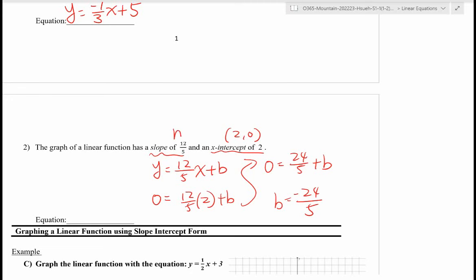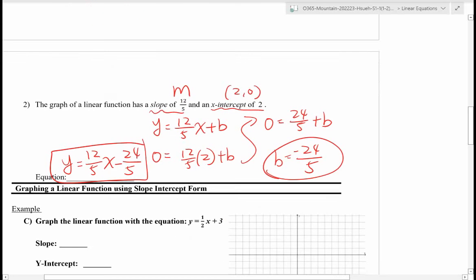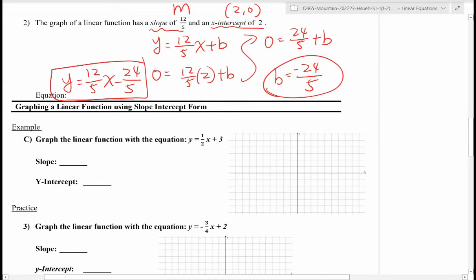So we know the value of m, we know the value of b, we have the equation y equals 12/5x plus b. Again, in this case, b is negative, therefore it becomes -24/5, and that is the equation. Okay, hopefully that's not too bad. After a couple of practices, hopefully you get the hang of it.